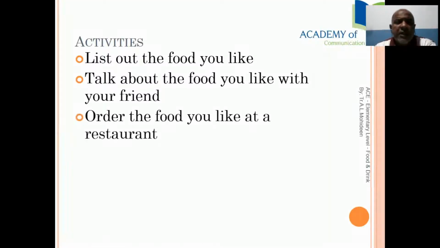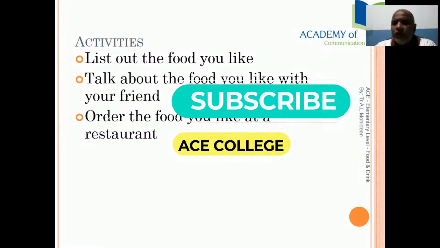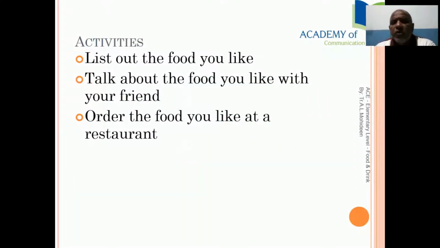The third activity is you are going to order the same food in a restaurant. How are you going to order in a restaurant? So, discussing your food habits. First you are going to list out the food, then you are going to discuss the food you like, and third you are going to go to a restaurant and order the same food in the restaurant. How are you going to order?